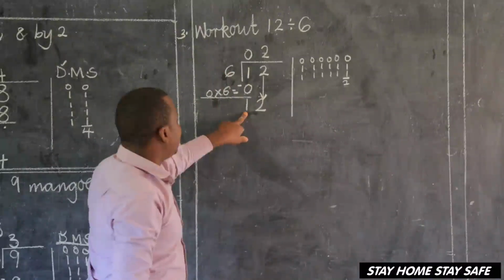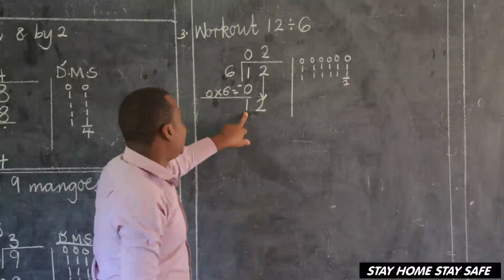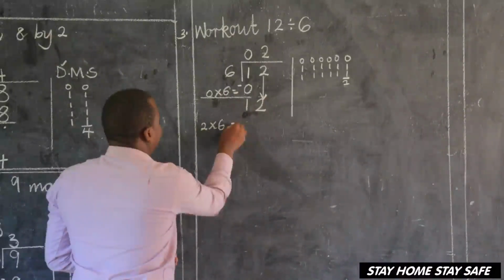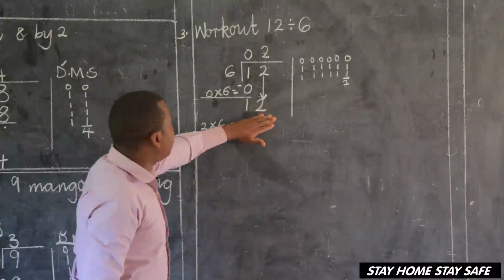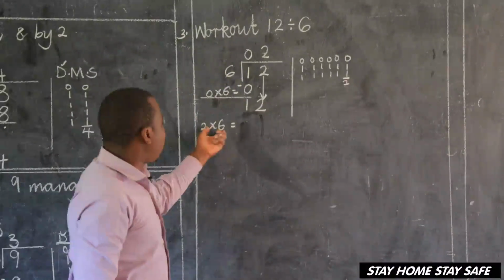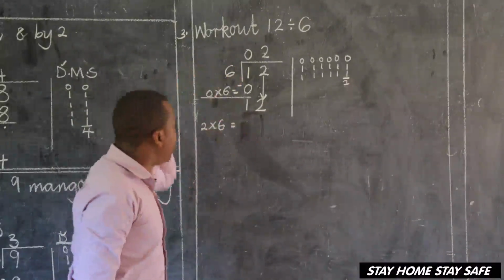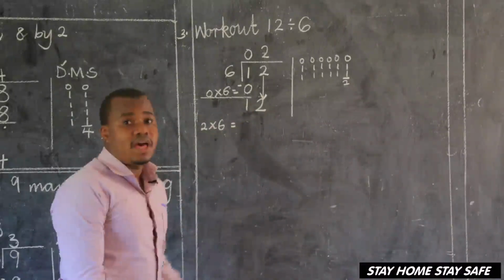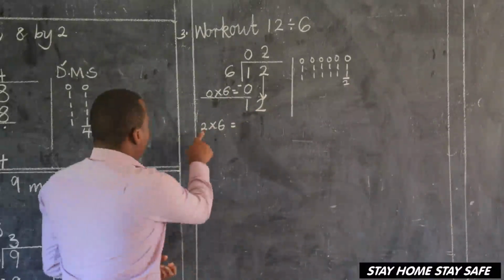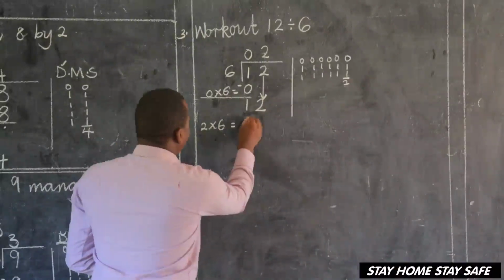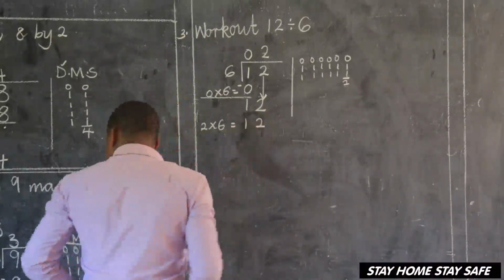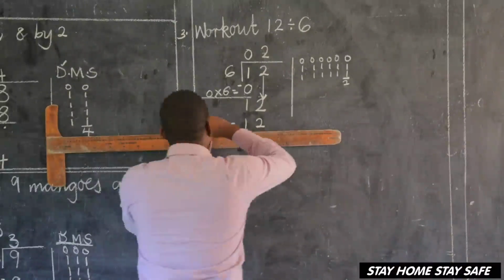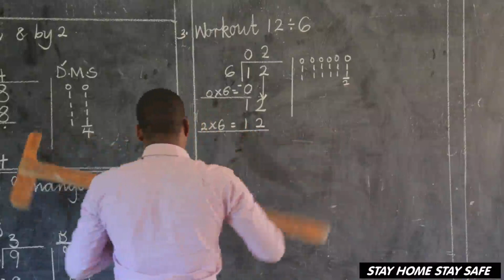So we have divided. And what comes next? Multiplication. So we are going to come down and say 2 times 6 equals what? Make sure there is space. The answer you get after multiplication should be below the dividend because you are going to subtract vertically. So what is 2 times 6? That is 12. Then after that, my good children, I hope you are following very, very well.